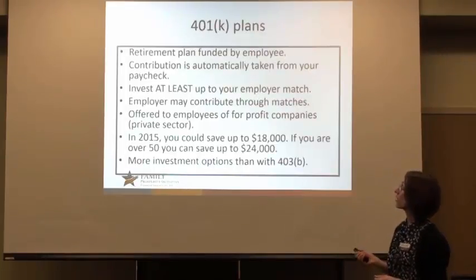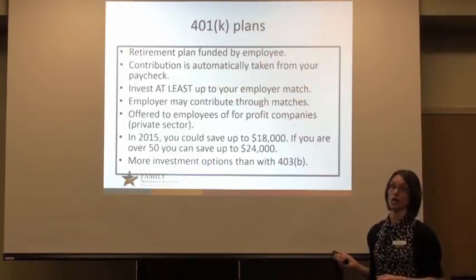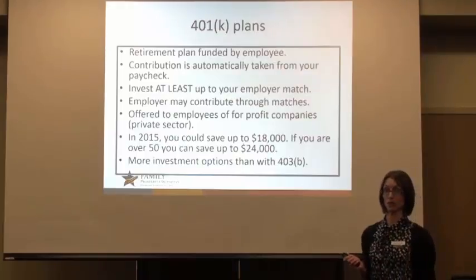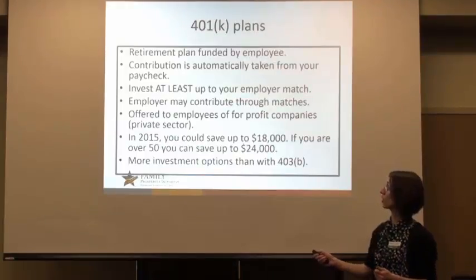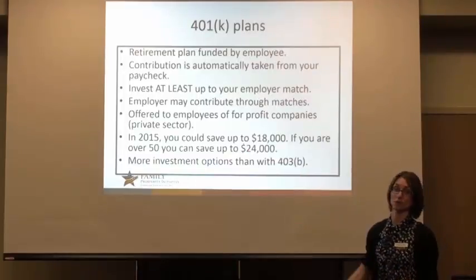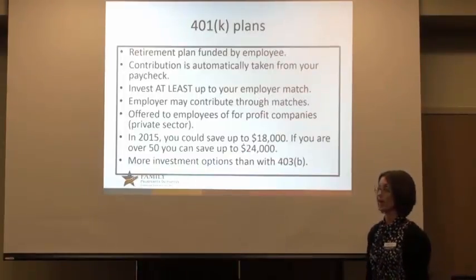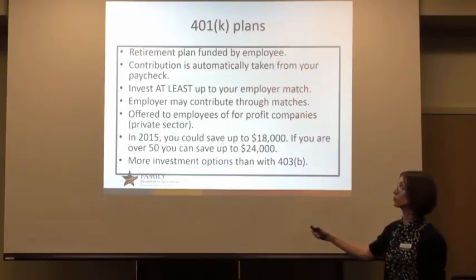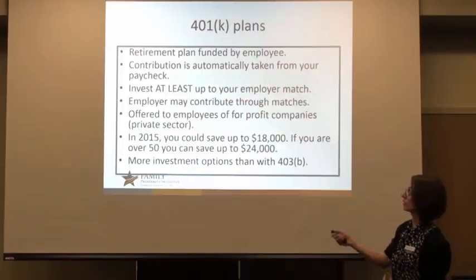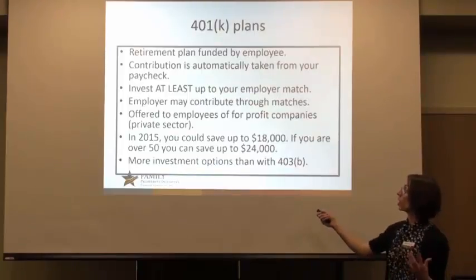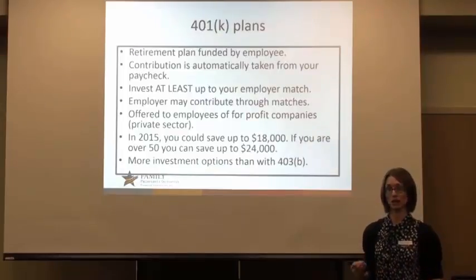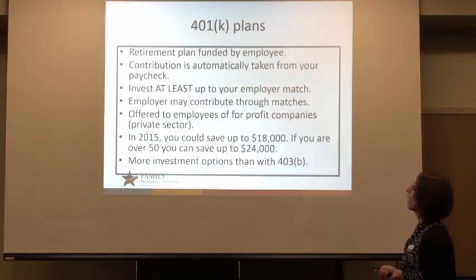401ks allow you to save a lot of money. If you're under 50, you can invest up to $18,000 of your income a year. If you're over 50, they call this the catch-up rule. You can invest up to $24,000 of your income that way. So they're trying to help those who maybe didn't get as early of a start on their retirement. They're trying to give them the opportunity to do that. A lot of people probably can't invest $18,000 a year. Some people can. It just kind of depends on the family situation.